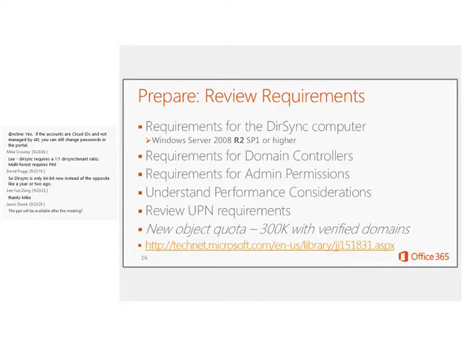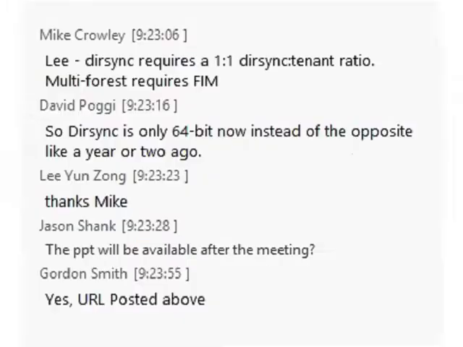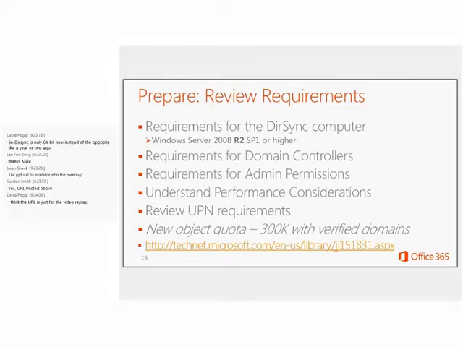And finally, I added a bullet there about the new object quota, just because that's something new. That's something that we introduced in the last month or so. But you may know that the default object quota for DirSync is 50,000 objects, right? So if you were implementing DirSync, you enable DirSync, you tell DirSync to synchronize your on-prem objects to the cloud. If you have more than 50,000, we would block you and ask you to contact support and explain exactly how many objects you have and ask for a larger quota.